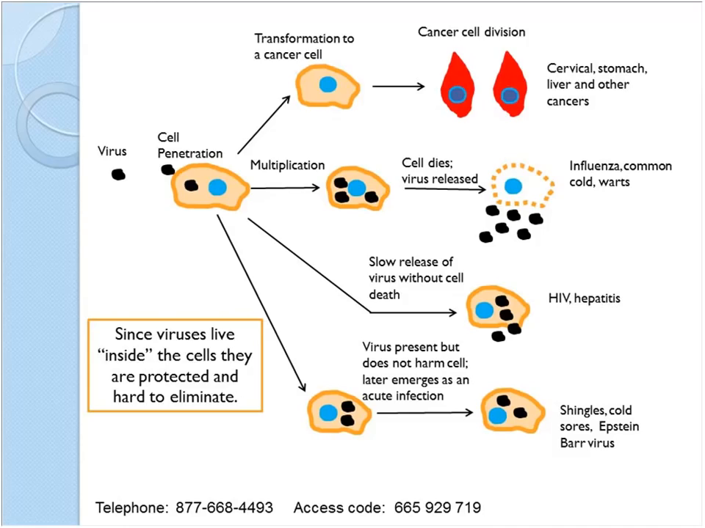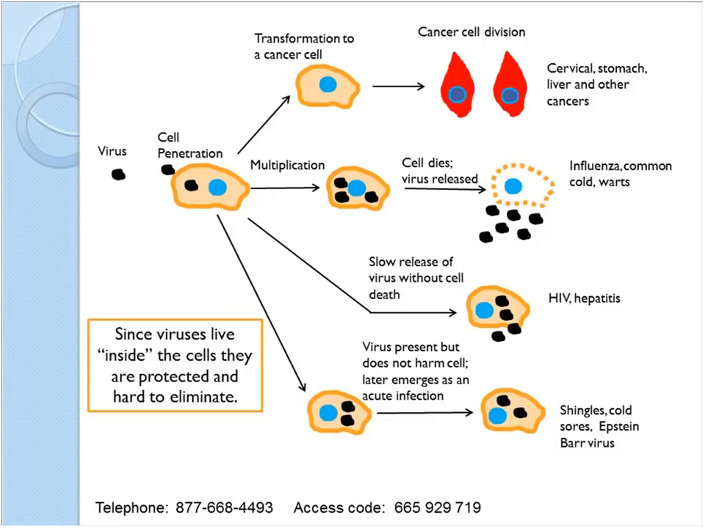Or the virus can multiply within the cell, and then when the cell dies, because cells have a short life cycle, the virus particles are released into the body and try to penetrate other cells. So it's a geometric progression. And that's the kind of activity you see with things like the flu. Influenza is another name for the flu, common cold, and different kinds of warts.